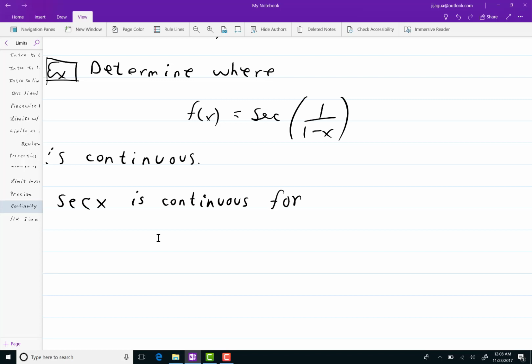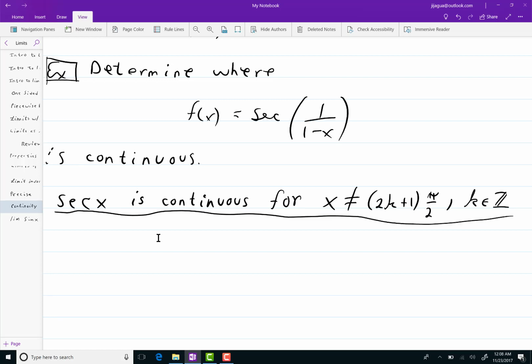So secant of x is continuous for x not equal to odd multiples of pi over 2. Remember, secant is 1 over cosine, and cosine is 0 at odd multiples of pi over 2. And if you want a cool symbol to throw into your arsenal, you can use this weird-looking Z, which stands for the set of integers. So if we apply this statement here, then I know that 1 over 1 minus x is not supposed to equal 2k plus 1 times pi over 2.